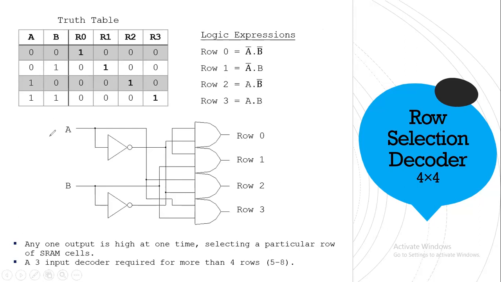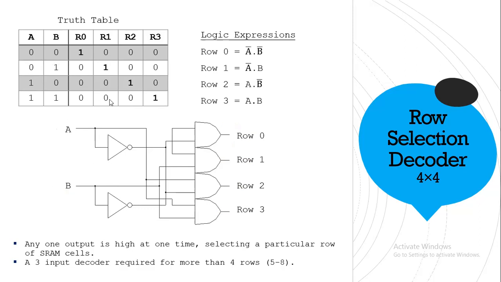So when you give 0, 0, this will be active, others will be off. When you give 0, 1, this will be active, others will be off. When you give 1, 0, this will be active, others will be off. When you give 1, 1, this will be active, others will be off. So this is a row selection decoder or normal decoder. If we do a truth table, 0, 0, only R0 is on, others are off. 0, 1, only R1 is on, others are off. 1, 0, only R2 is on, others are off. 1, 1, R3 is on, others are off, right?